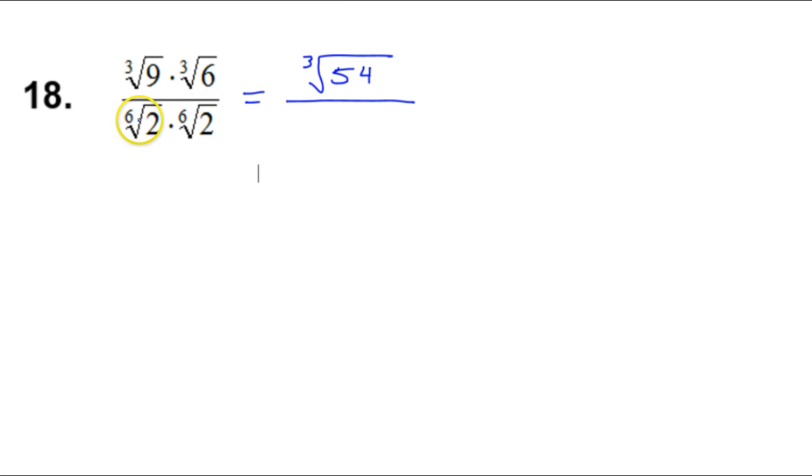Now, in the denominator, same thing. Since the roots are the same, I can go ahead and multiply this as well. So that's going to make this, sorry, not the cube root, although that would have made it so much easier. This will be the sixth root of 4. All right, 2 times 2 is 4. So now we just need to figure out what to do with this.